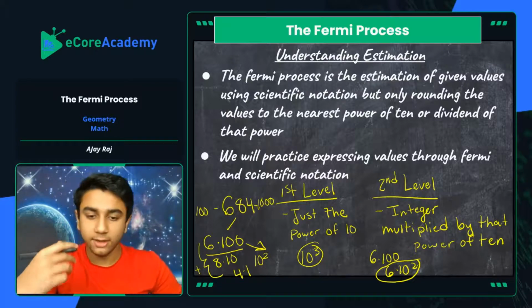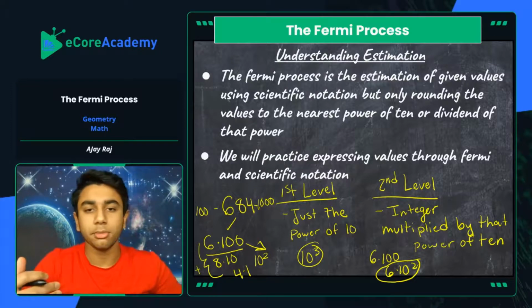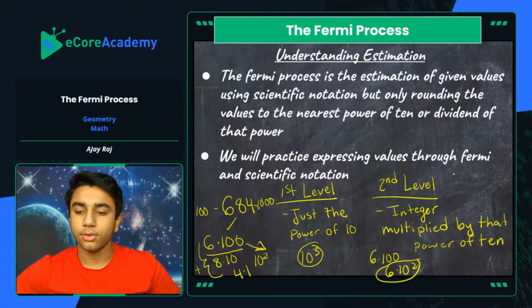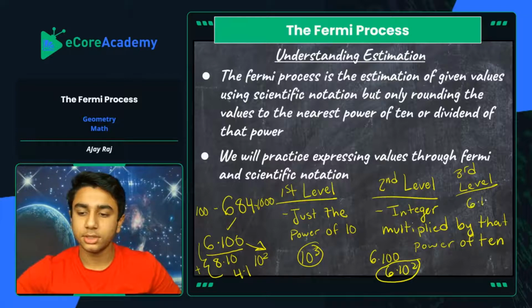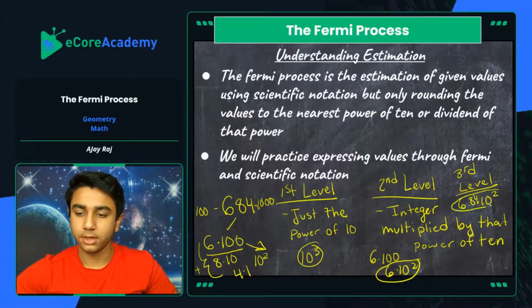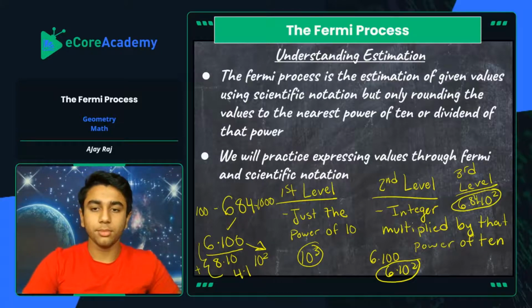And then afterwards, we can get even more specific by using 6.84 times 10 squared. But I will get into that later, and we'll do one problem with that in our extended problems video. So I'll just give you an example right here. If we're going to do third level, it would be 6.84 times 10 squared. That's our third level Fermi process value. All right, moving on.